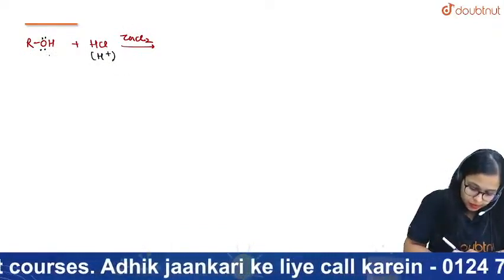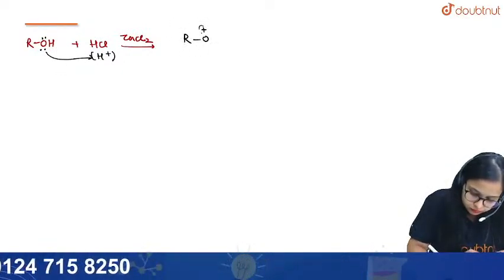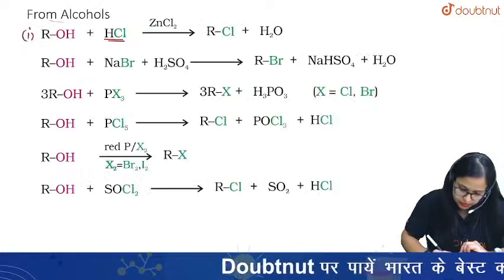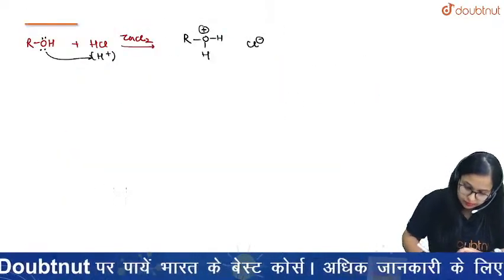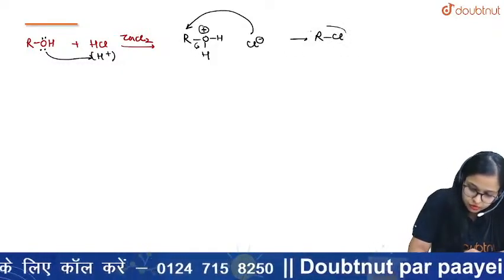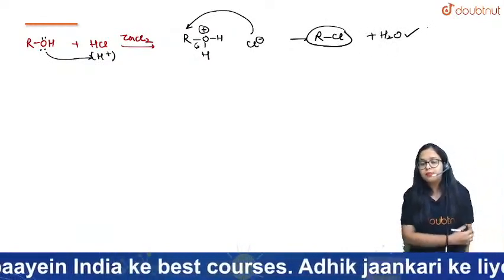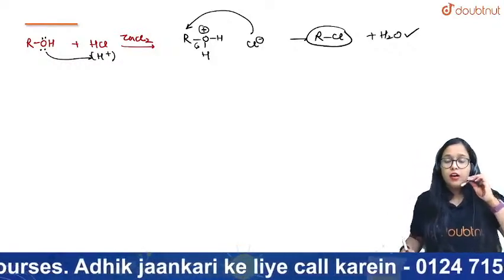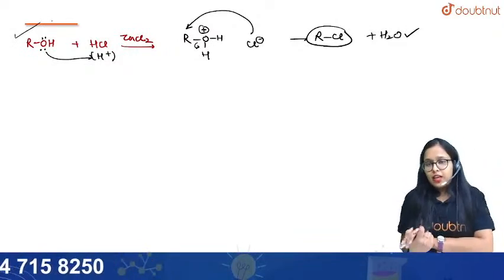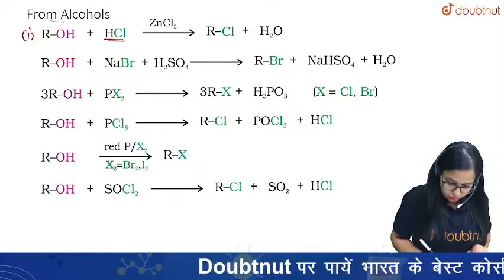So the oxygen on alcohol donates its lone pair, grabs the H positive to form this. Now Cl minus attacks carbon and removes water, and it forms RCl, which is a haloalkane, and water is formed. So this is one of the methods to prepare haloalkanes from alcohol. You simply react alcohol with hydrogen halide in presence of ZnCl2, and we'll be dealing with this more in the chapter on alcohol.